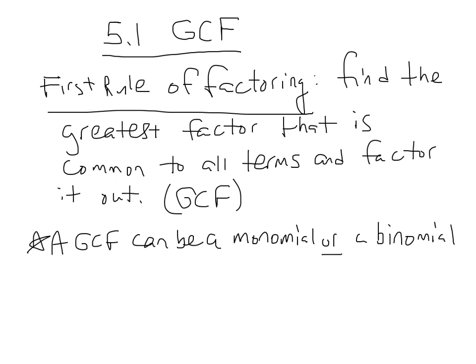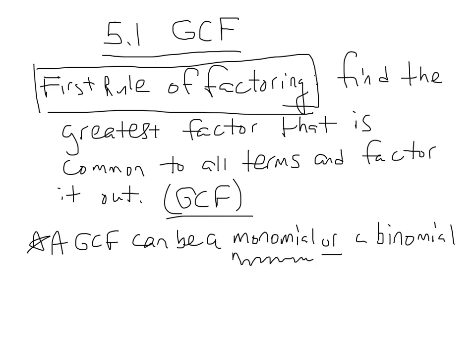Before we dive in, let's talk about the first rule of factoring. We're going to think about this every time we're asked to factor, and that is to find the greatest factor that is common to all terms and factor it out. And this greatest factor, not surprisingly, is called the greatest common factor. We'll just call it the GCF. It's very typical to think about a GCF as being a monomial, but it can just as easily be a binomial or even a trinomial, although we won't see those in this course.